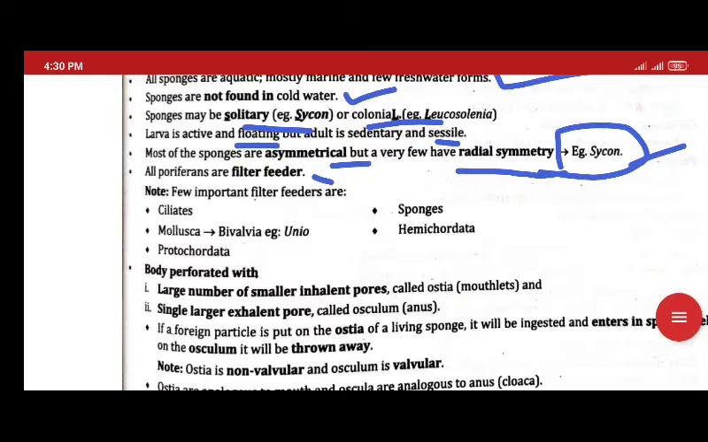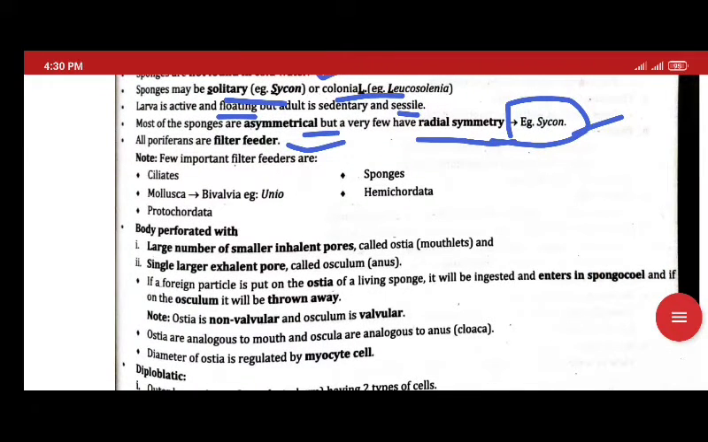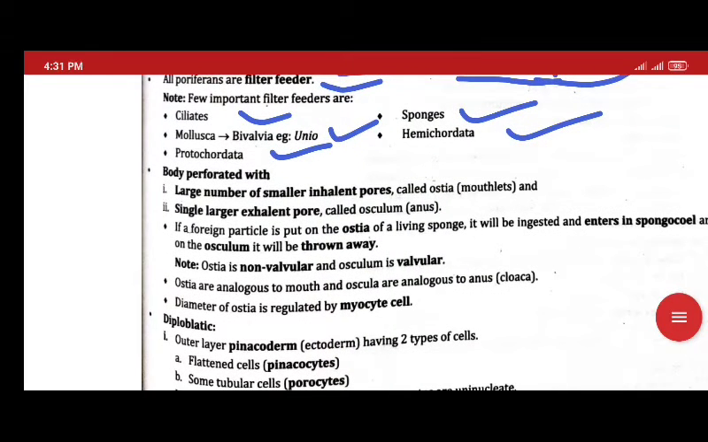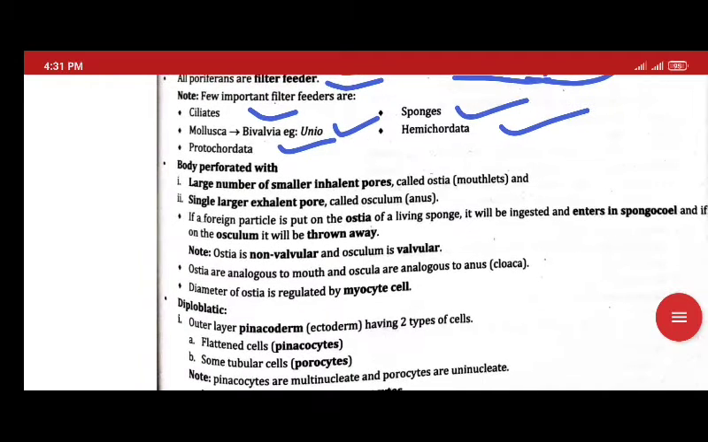It is a filter feeder. Some filter feeders are ciliates, Mollusca, Bivalvia, Protochordata, sponge, and Hemichordata. They are examples of filter feeders. So Mollusca like Unio, ciliates, Protochordata, sponge, and Hemichordata are types of filter feeder. They are five types. You should remember this also.